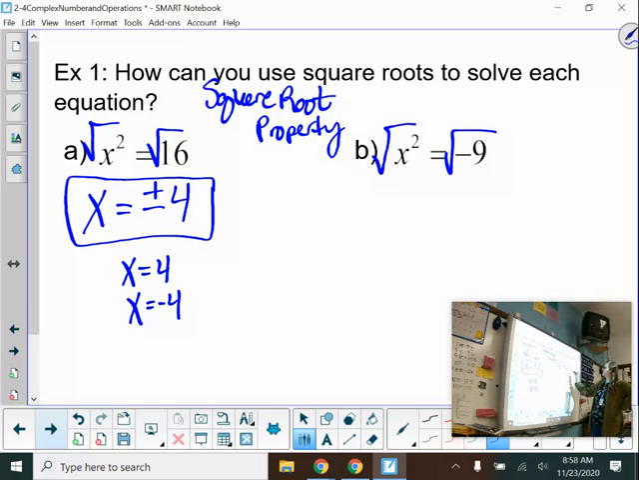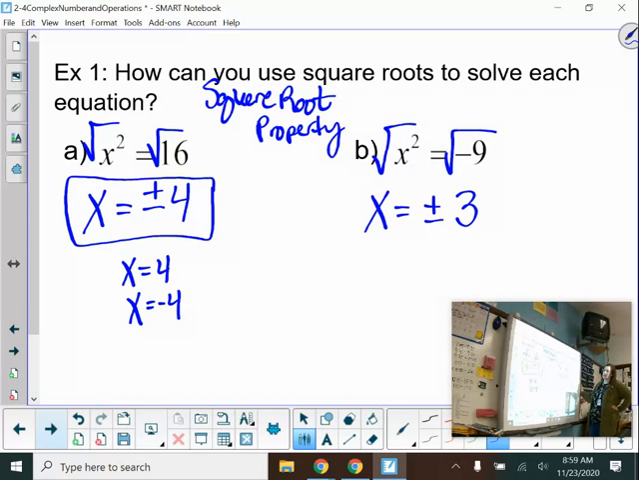So I can take the square root of both sides. Again, the square root of x squared is x, but we run into a problem on the right-hand side, because I can't take the square root of negative 9 using real numbers. I know I'm going to have a plus or minus because of the nature of the square root property, and if this was a regular 9, it would be 3. However, 3 squared and negative 3 squared both equal positive 9.